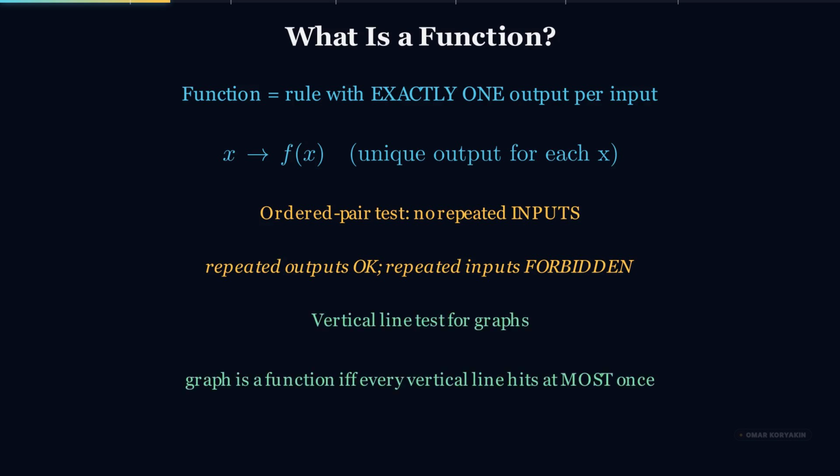Step 1 in the vertical line test. Look at the graph of the relation in the coordinate plane. The graph is a function if and only if every vertical line drawn through any point in the domain intersects the graph at most once. If any vertical line hits the graph at 2 or more points, the relation has multiple outputs at the corresponding input value and is not a function.